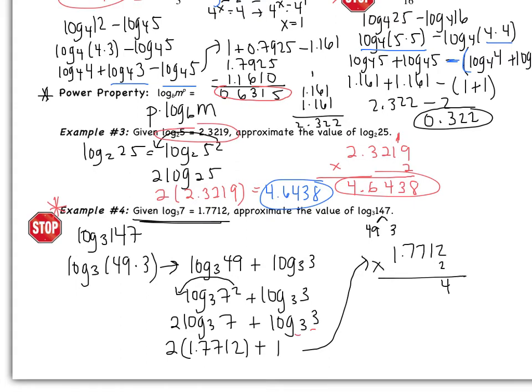2 multiplied by 2 is 4. 2 multiplied by 1 is 2. 2 multiplied by 7 is 14, and I carry the 1. 2 multiplied by 7 is 14. Add 1 becomes 15. Carry the 1. 2 multiplied by 1 is 2. Add 1 is 3. So I have 3.5424. Add 1. So this becomes 4.5424. Remember that 1 comes from back here. So log base 3 of 147 is 4.5424.